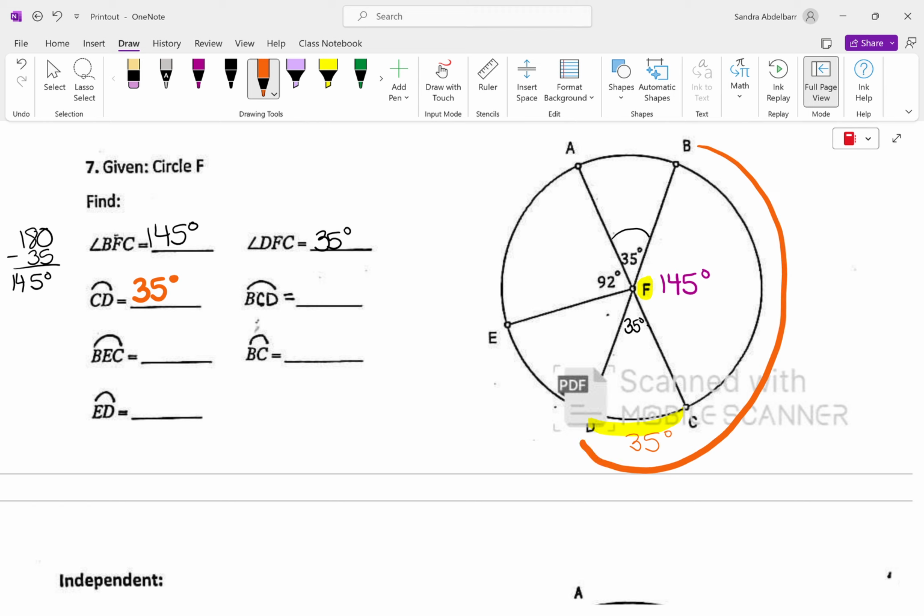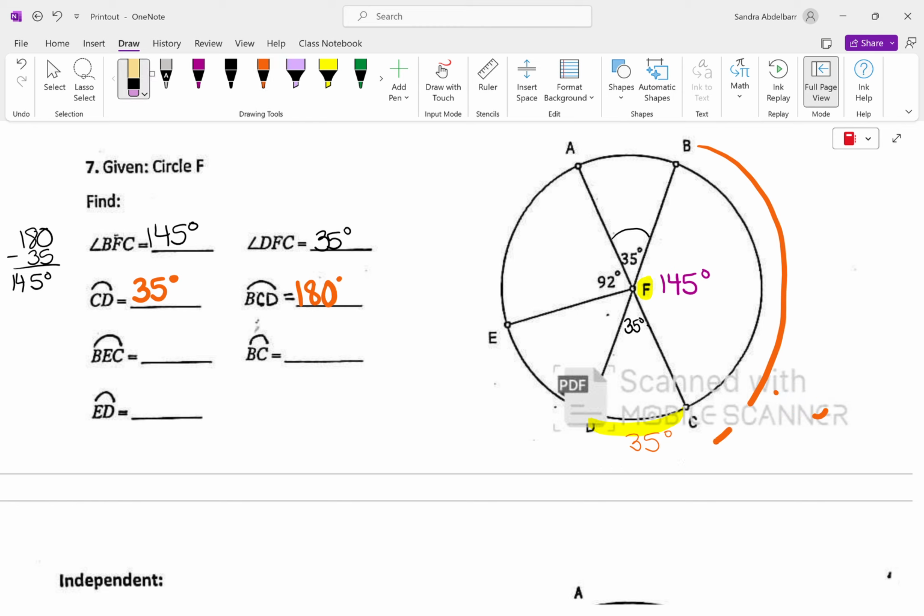All right, next thing we want to do is find arc BCD. Well, what kind of arc is BCD? It is a semicircle because it's a chord going through the center. So we know that is 180 degrees.